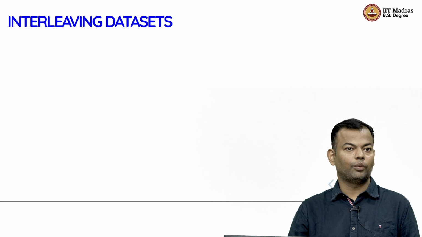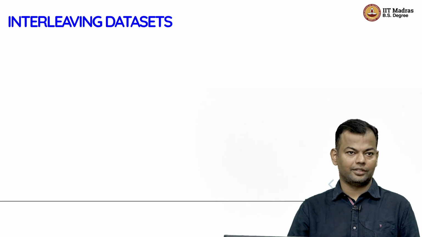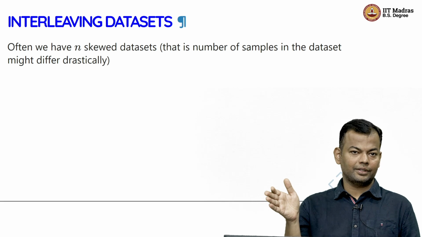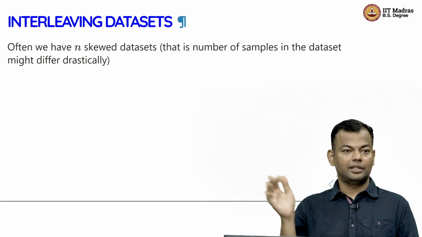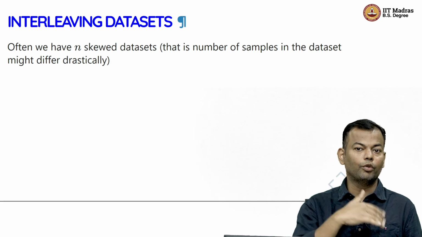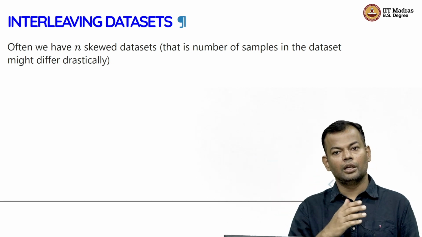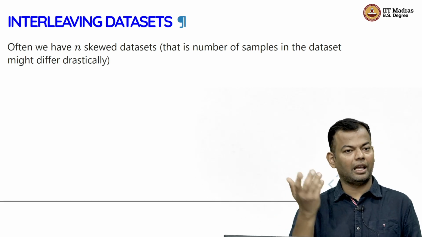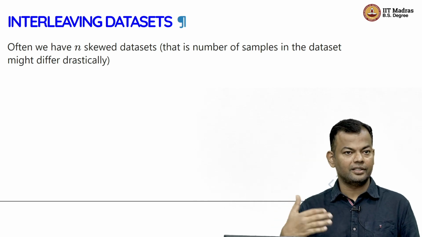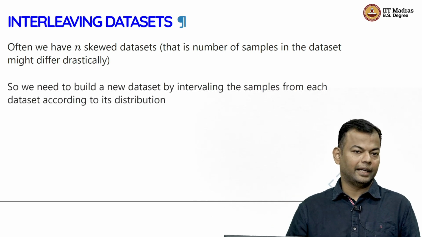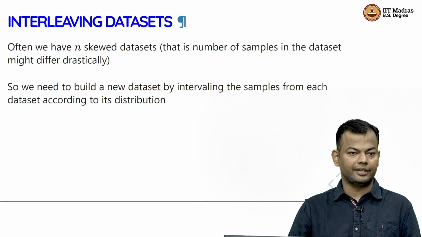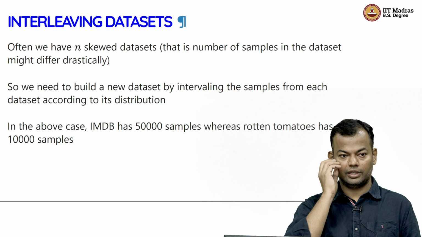Now another thing that you might want to do is interleave datasets, right? So what do we mean by that? You may have different datasets for the same task, and the number of samples in the datasets might differ. I mean, one dataset, say from the movie domain, may have 10,000 samples. A dataset from the cars review domain may have only 1,000 samples. And now you want to merge these datasets, but also be mindful that you interleave them in the same proportion as the distribution of the original datasets.